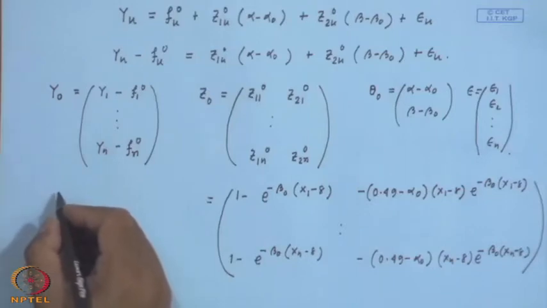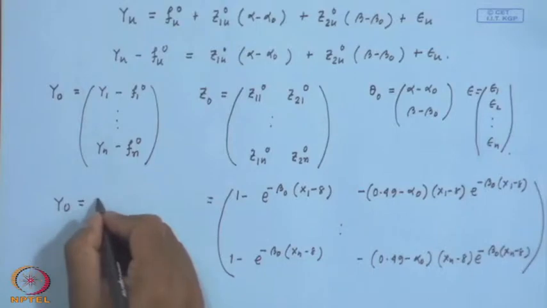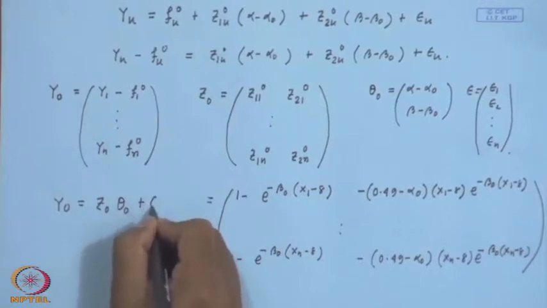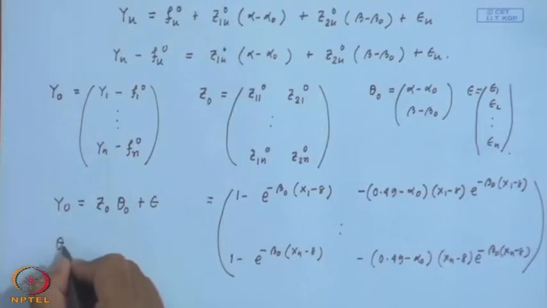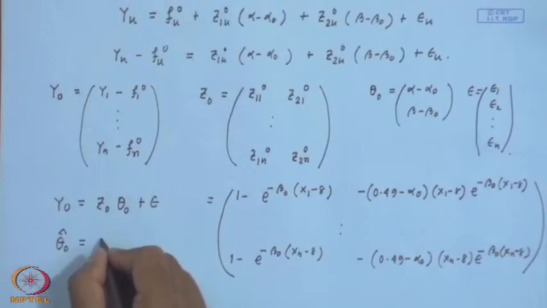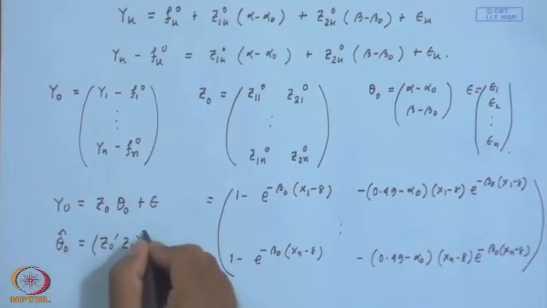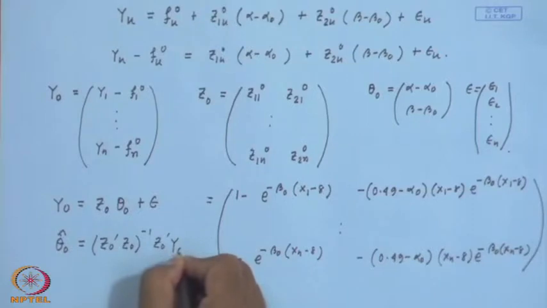We know that in matrix form this can now be written as y naught is equal to z naught theta naught plus epsilon, and we know that then theta naught hat is equal to z naught prime z naught inverse z naught prime y naught.